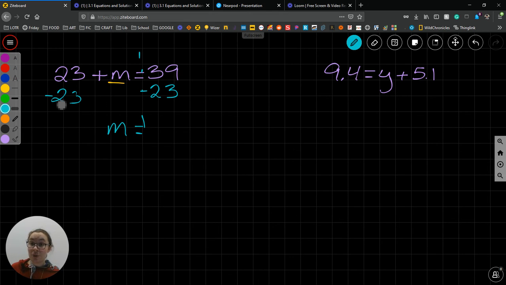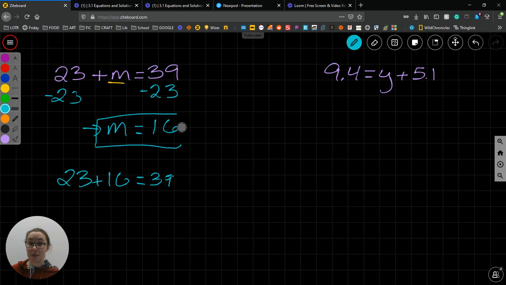So I've got minus 23. 23 minus 23 is 0, so I've got 0 plus m over here. I'm not even going to write that. I don't need to. And then I have 39 minus 23 on this side. And 39 minus 23, 9 minus 3 is 6. And 3 minus 2 is 1. So m equals 16. And I can check that by plugging 16 back into my expression, just like we did in 3.1. 23 plus 16 equals 39. Is that true? Well, yes it is, because 6 plus 3 is 9, and 1 plus 2 is 3. So we have our solution, m equals 16.